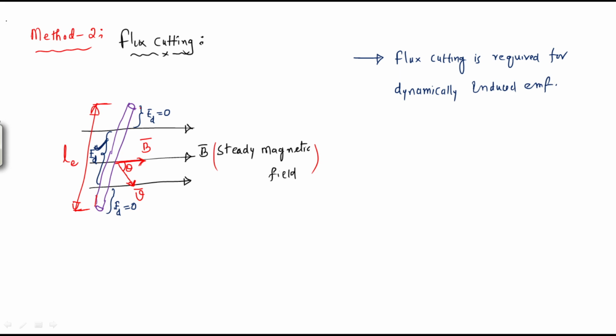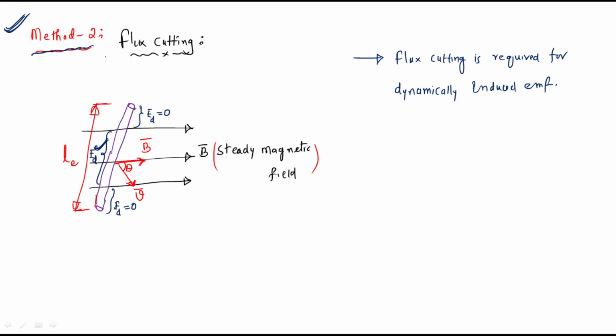Frankly speaking, this is the appropriate method to explain the concept of dynamically induced EMF. Flux cutting is nothing but what? The conductor is rotating and the magnetic field is steady. Then only we have the concept of flux cutting. Whenever we have this analysis, this is the appropriate method to describe dynamically induced EMF.